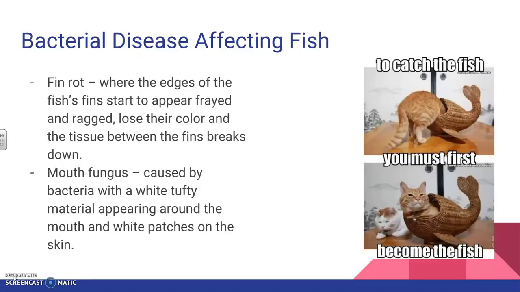Bacterial diseases. Fin rot is the first one we're going to talk about. This is where the edges of the fish's fins start to appear frayed and ragged. They'll lose their color, and the tissue in between the fins ends up breaking down.